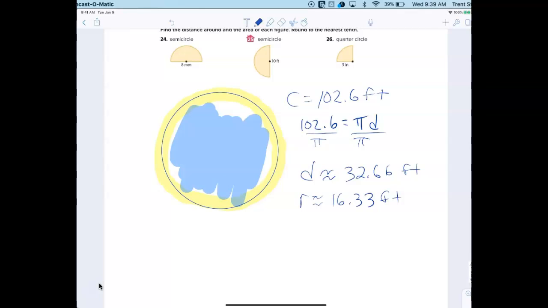Anybody have any questions with that? Tell me, how do we find pi? You weren't here yesterday. That's part of the problem, but it's just a formula. To find the diameter, you divide by pi. And then you divide by 2 to get the radius. Well, I get that, but how do you get the d? I divided both sides by pi. Oh, okay. Then I did 102.6 divided by pi. Okay, good. So now what's the next step?